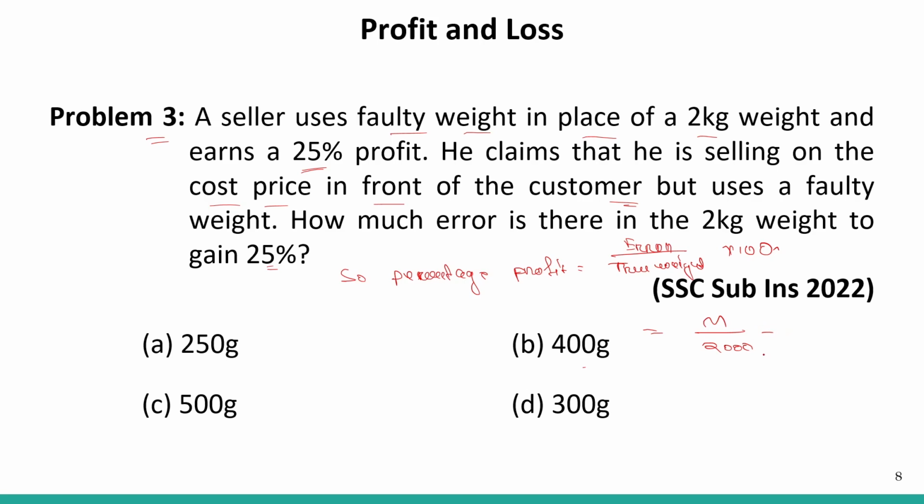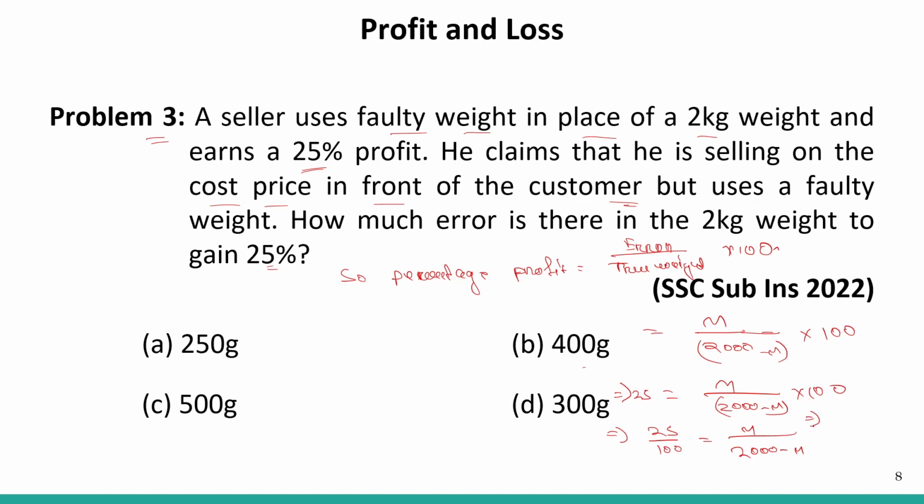minus m, right, into 100. Okay, so solving this, since it is given that it is 25%, 25 is equal to m by 2000 minus m into 100. This implies that 25 by 100 is equal to m by 2000 minus m, right?